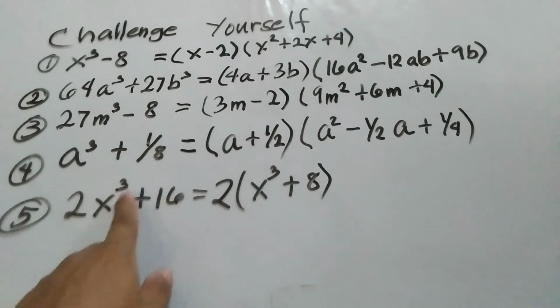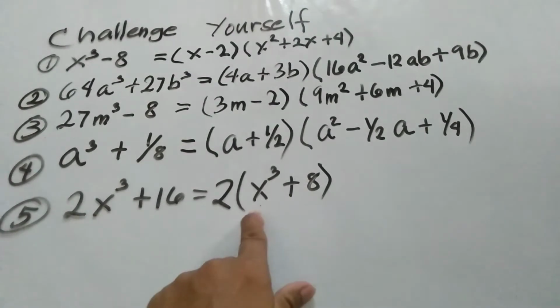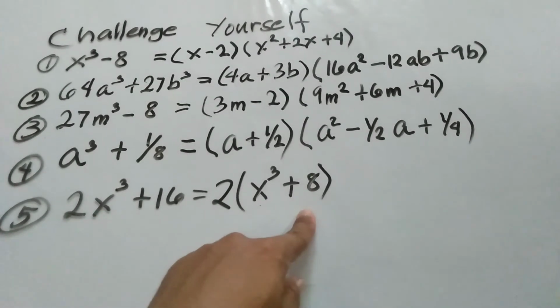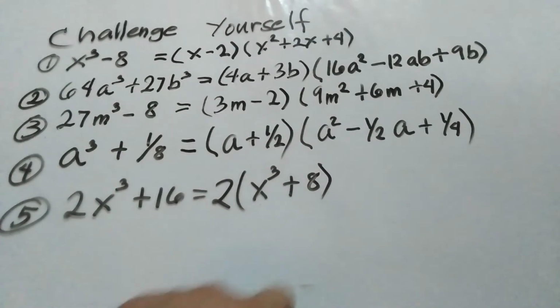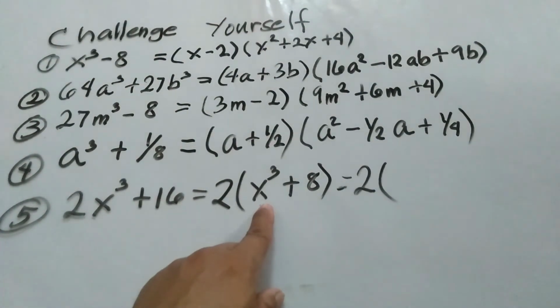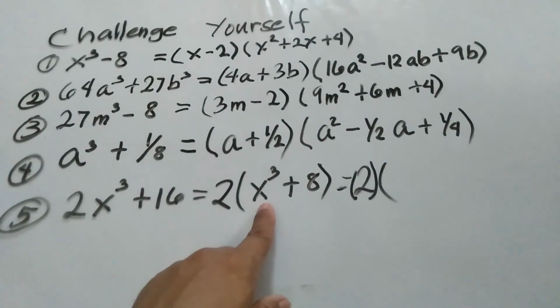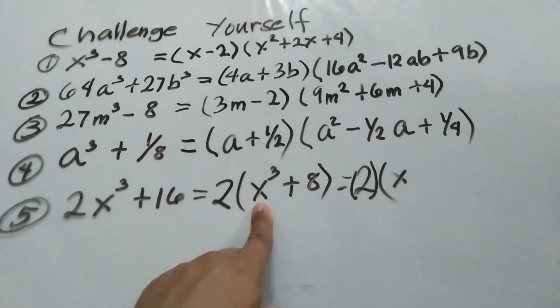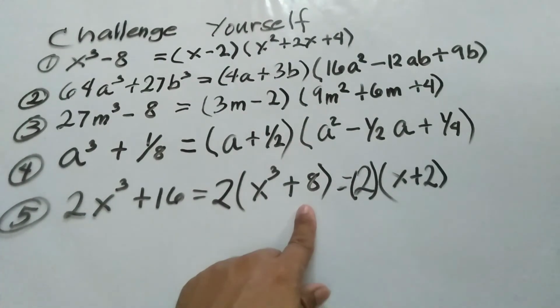2x cubed, nilabas ko yung 2. 16, ilalabas ko yung 2. Kaya naging 8 na lang. At eto, meron na po siyang factor para sa sum and difference of 2 cubes. Kasi 8 may cube root. X cubed may cube root din. Okay, so we have 2 times cube root ng first term. Okay, fa-factor ko din siya. Ilalagay ko din siya sa parenthesis. Okay? So we have cube root ng x cubed. We have x. Cube root ng 8, 2. Plus po siya.